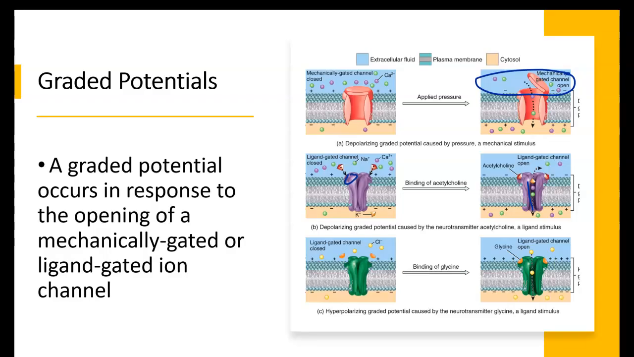Now you can hyperpolarize like what we just saw in the last chart, and you can do that by putting certain types of neurotransmitters or medications, things like that, into these different receptors, and they can actually pull in negative charges instead of positive charges. And so that would hyperpolarize that potential.